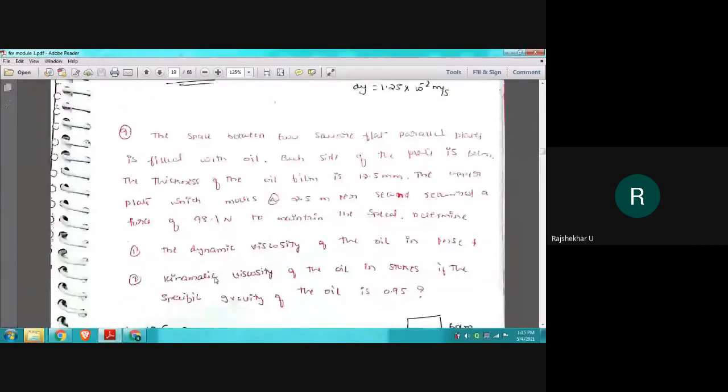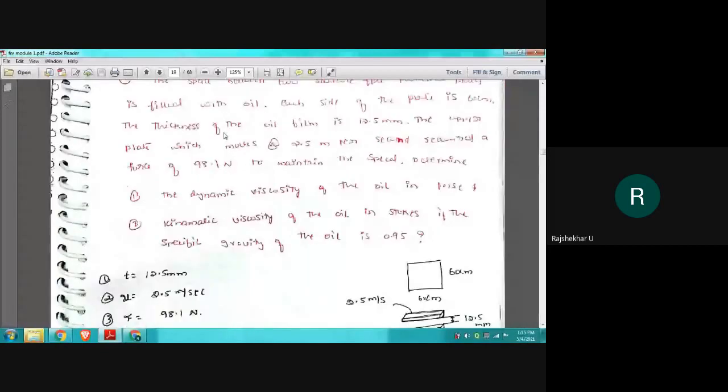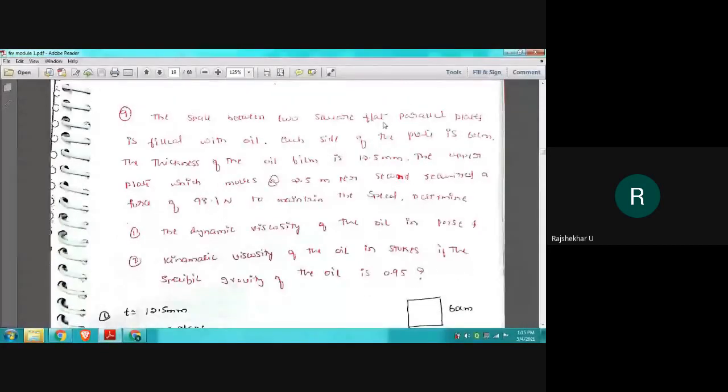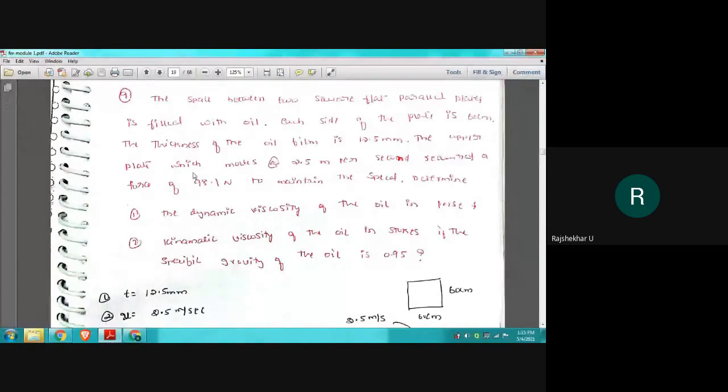See, this is the problem statement. The space between two square flat parallel plates is filled with oil. Each side of the plate is 60 centimeter. The thickness of the oil film is 12.5 millimeter. The upper plate, which moves at 2.5 meter per second, requires a force of 98.1 Newton to maintain the speed.